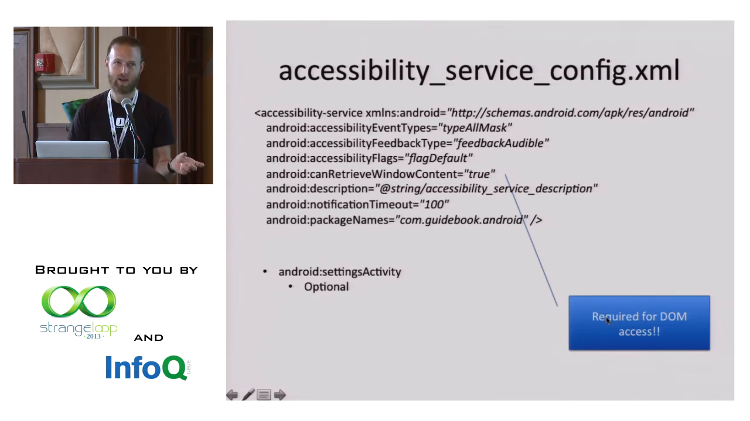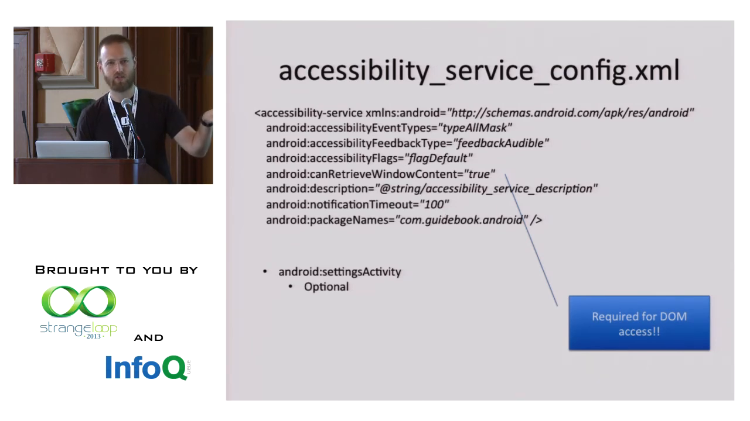It's required for DOM access. If you don't have this declared, then all of your DOM requests are going to come back as nil. Description is what the user is actually going to see when they see your service listed within the accessibility options on Android.